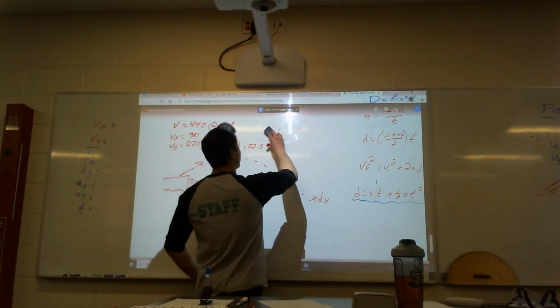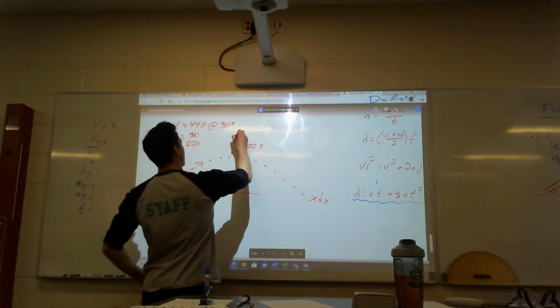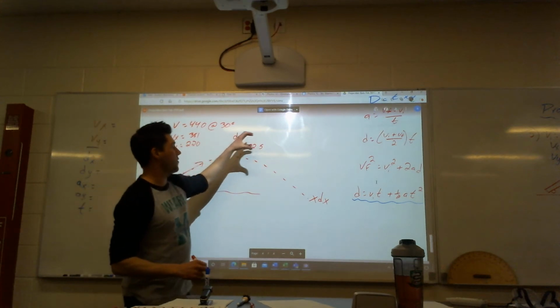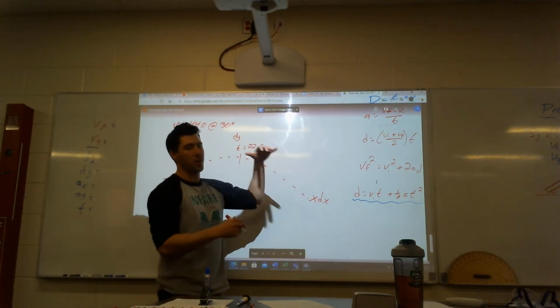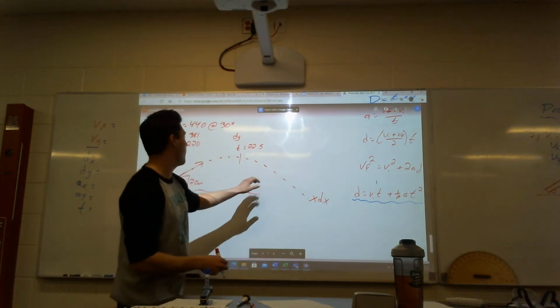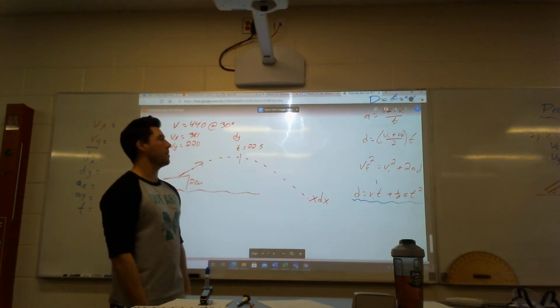Now I want to know the distance. I want to know how much higher in the y direction it went, because I need that to figure out exactly how much extra time it's going to take to land. Because the time here is not the same time here. I'm elevated here, so there's extra time that it's going to be in the air.